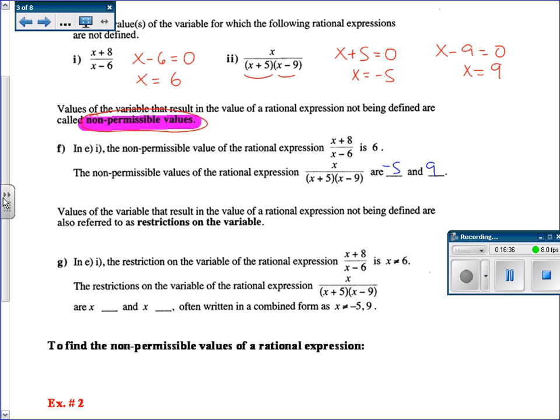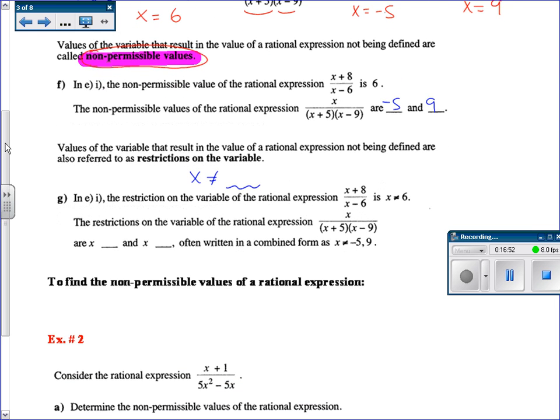Okay? And we can use non-permissible values to find restrictions on variables. So they can also be called restrictions on variables. For restrictions, what we say is that x is not equal to something, or the variable is not equal to something. So the restriction on the variable for the first rational expression, x plus 8 divided by x minus 6, is x cannot be 6. So for the second expression, x cannot be -5 and x cannot be 9, positive 9.